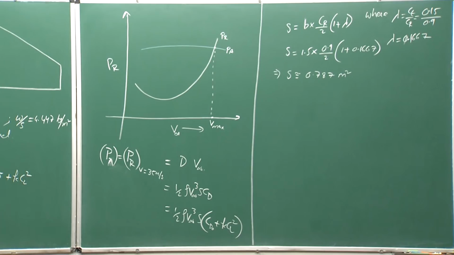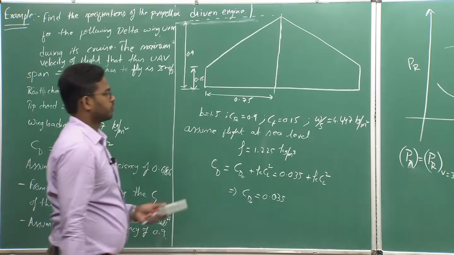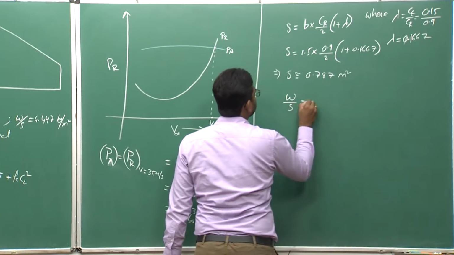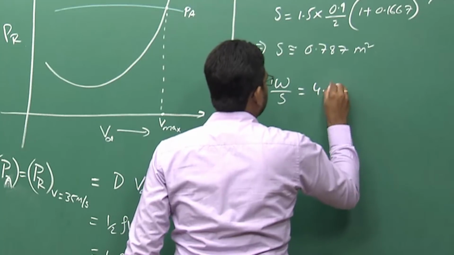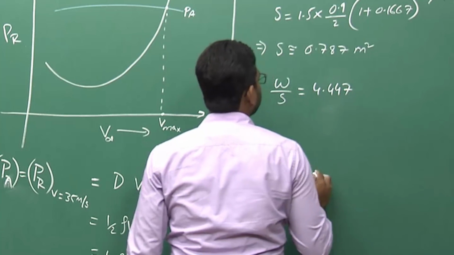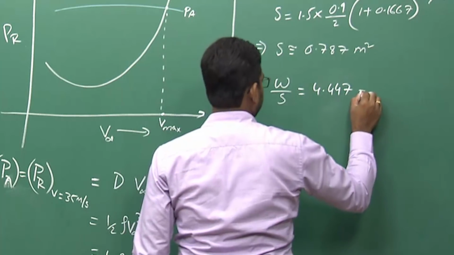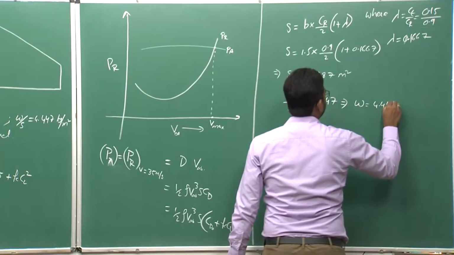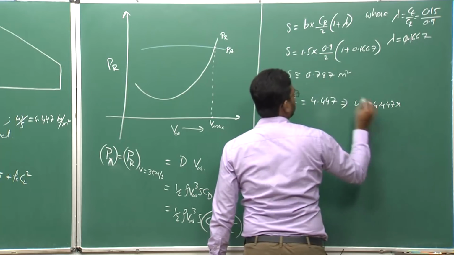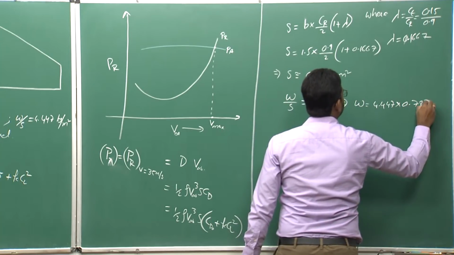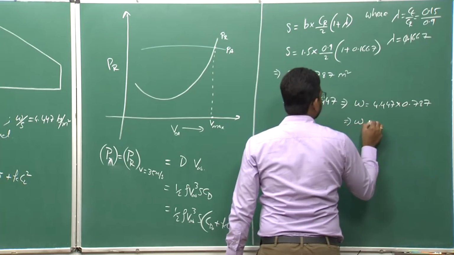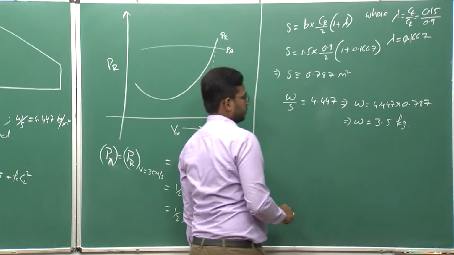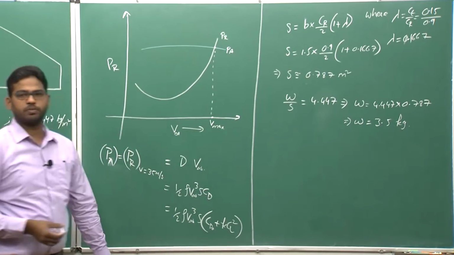And if you want to find out the weight of this UAV, wing loading is given, right. W by S is equal to 4.447 kg per meter square. This implies W is equal to 4.447 into S, which is 0.787. This implies W is approximately 3.5 kgs, right. So, the weight of this UAV is approximately 3.5 kg.